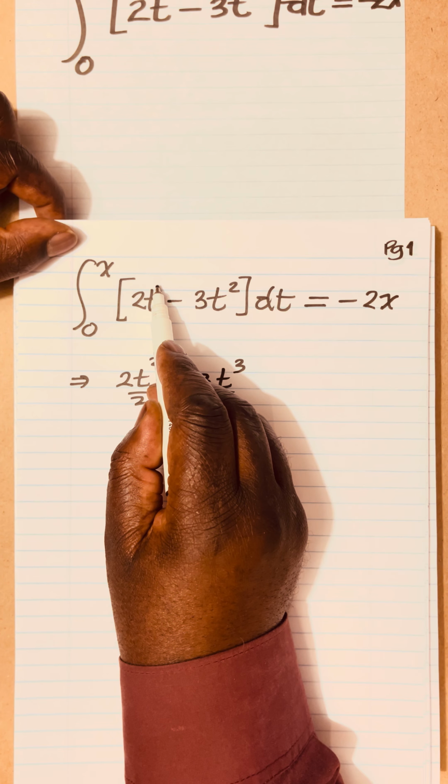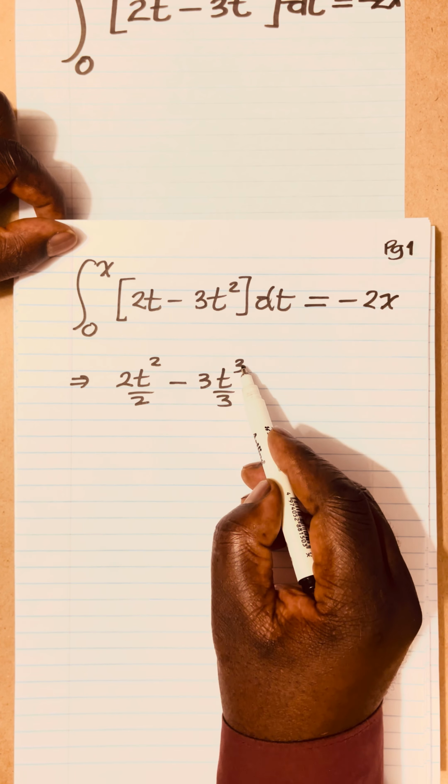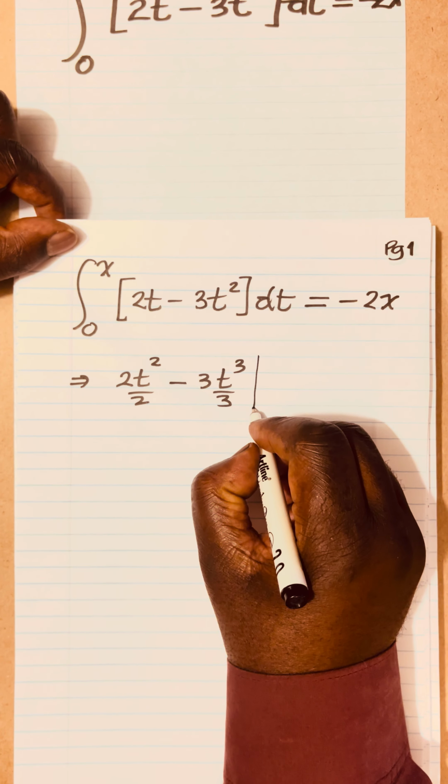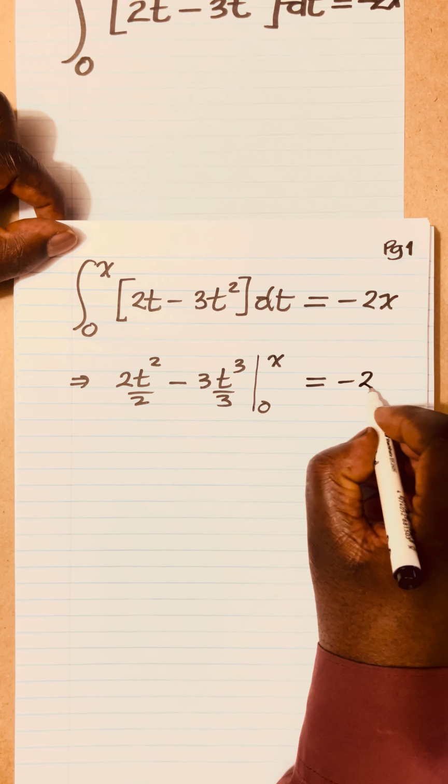We add 1 to the power. There's a power of 1 here. Add 1, you get 2. There it is, and then you divide. Add 1 there is 3, and then you divide. Limits of integration from 0 up to x, and this must be equal to minus 2x.